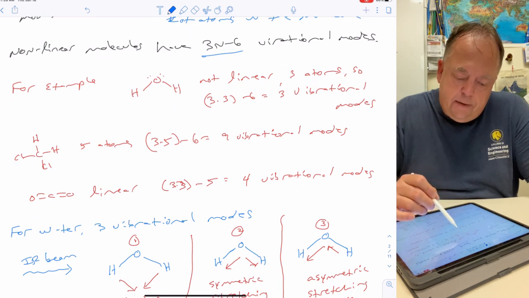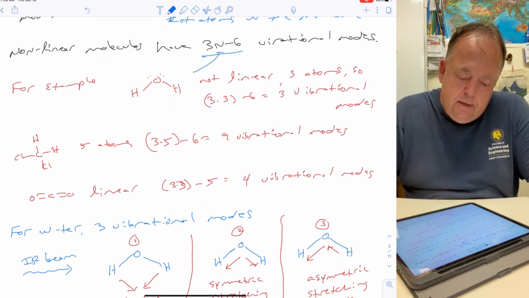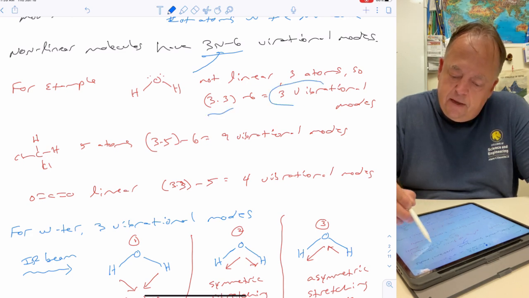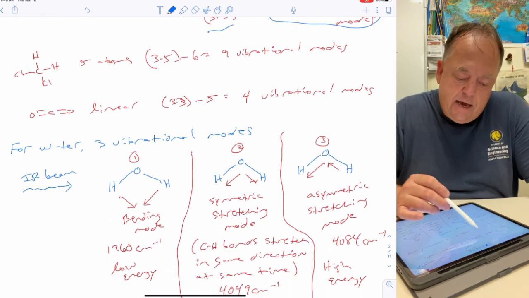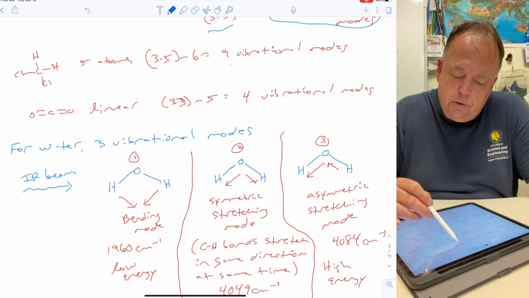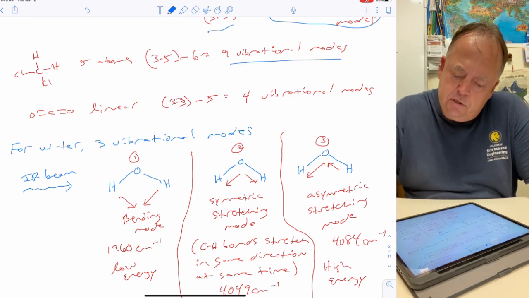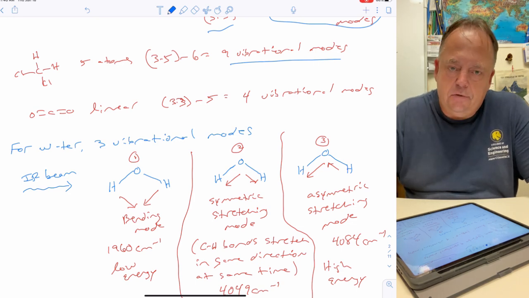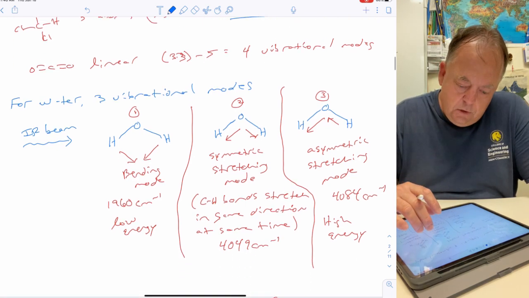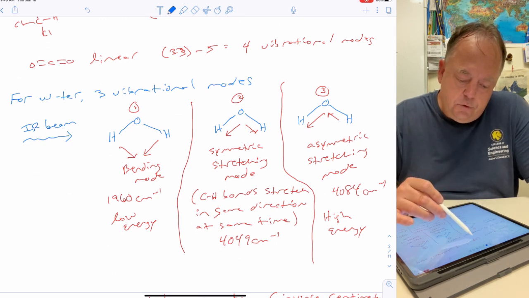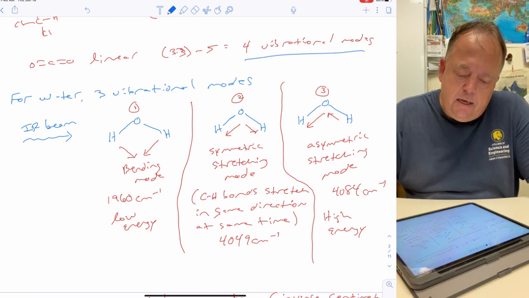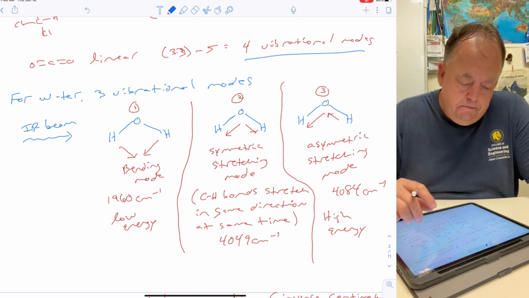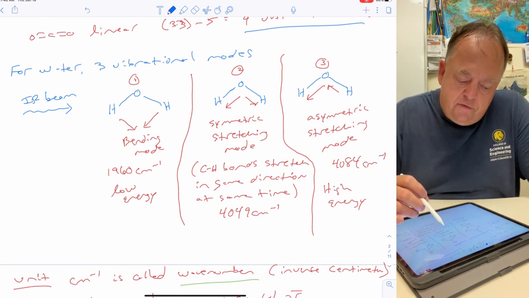So if we take water, for example, it's got 3 atoms. So 3 times 3 is 9, minus 6 is 3, so it's got 3 vibrational modes. Whereas a molecule like dichloromethane has 5 atoms, so 3 times 5, 15, minus 6, it would have 9 vibrational modes. So you could potentially see 9 peaks or 9 signals in your IR spectrum. A linear molecule like CO2, 3 times 3 is 9, minus 5, has 4 different vibrational modes, and we'll look at what those modes are in a little bit. So for water, for example, 3 vibrational modes.